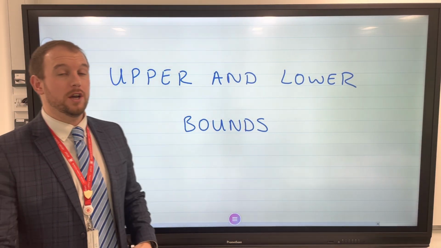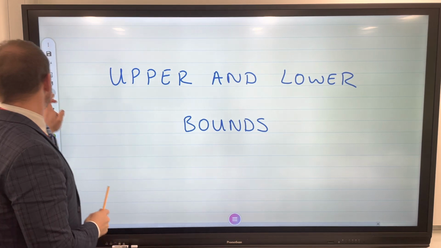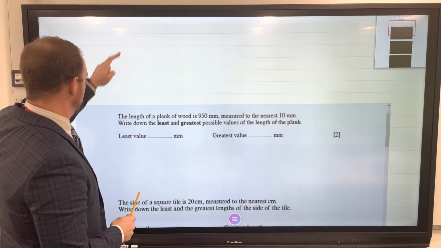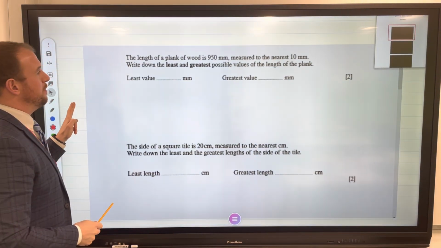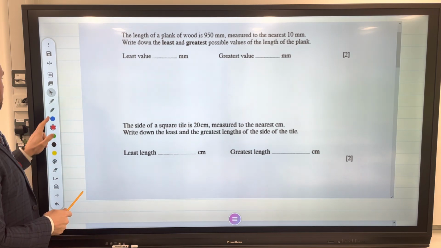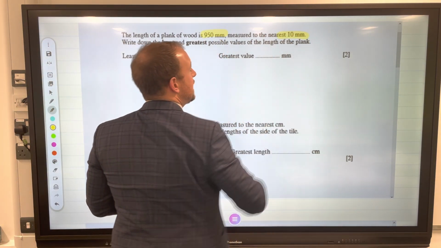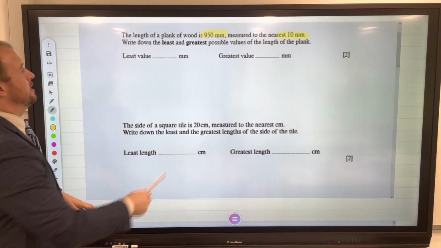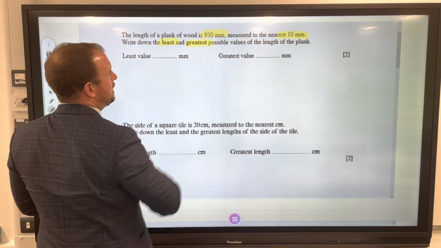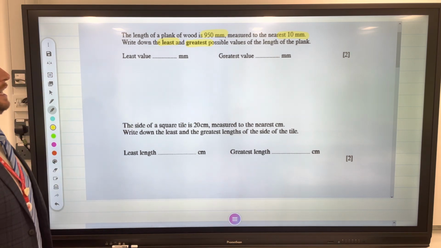So today we are looking at upper and lower bounds. Okay, so I've got some GCSE questions for you. The first one: the length of a plank of wood is 950 millimeters, measured to the nearest 10 millimeters. Write down the least and the greatest possible values for the length of the plank.